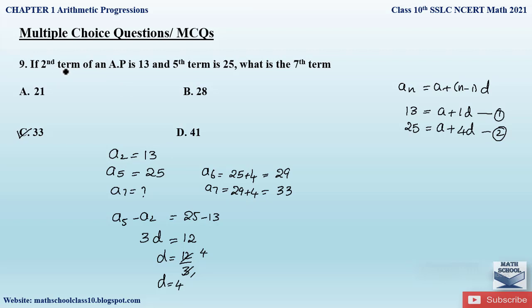So whenever they have given two terms of an AP and they are asking for another term, this is the shortcut method to solve the problem.